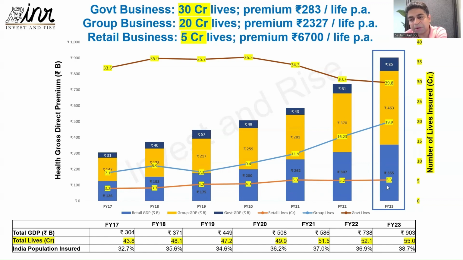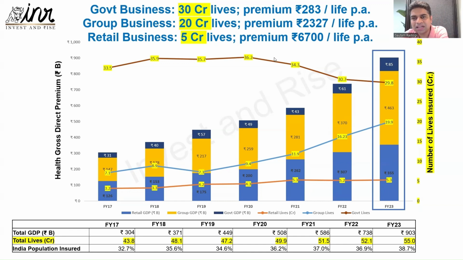But this segment is poised to grow in the future. Even some of the corporate employees, as more and more people join the corporate workforce, are likely to take a policy outside of their company. So they'll be a part of both corporate and the retail business. I know there's an overlap in group and retail even now. But if you just sum up all three of these numbers, 5, 20, and 30, around 55 crore lives out of 145 crore lives are covered in India. So that's less than 40% of the population covered in India. So there's tremendous potential for growth in the health sector, both in group and retail.